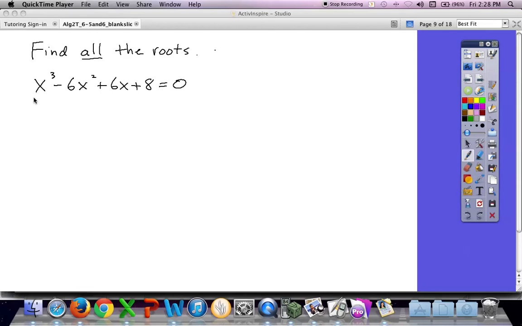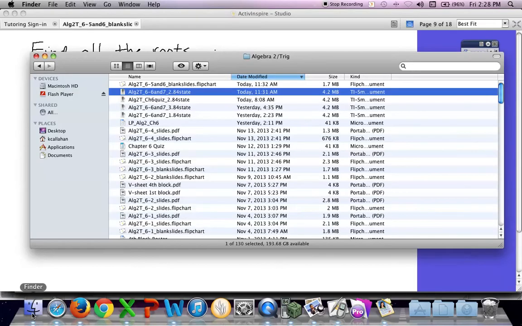You're going to put it in the calculator and graph it. Let's see if we can see any as x-intercepts really clearly. Most of the time, at least in the problems they give us, you will.